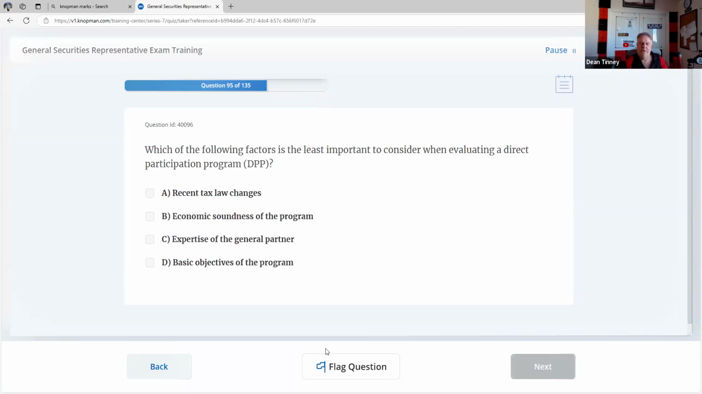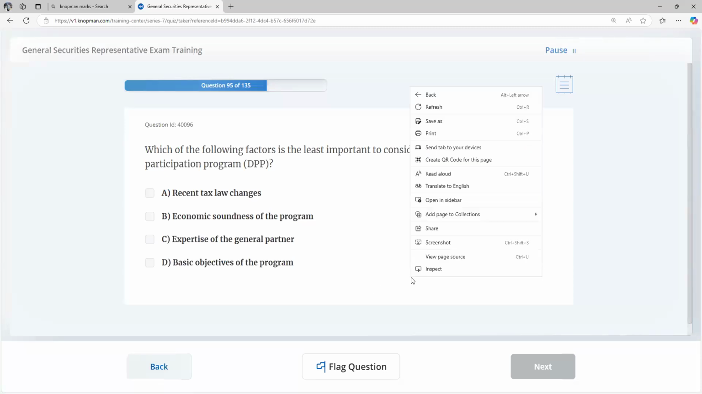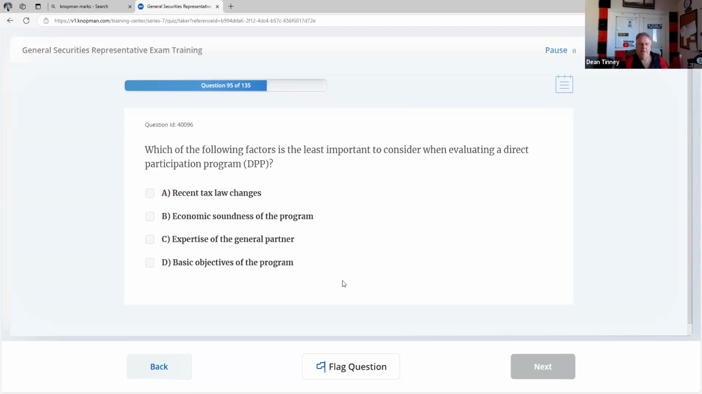Which of the following factors is least important when evaluating a direct participation program? Recent tax law changes, economic soundness of the program, expertise of the general partner, basic objectives of the program. Yeah, this is a funky one. I'm just going to go through the answer set and say, okay, I got to rate these things.